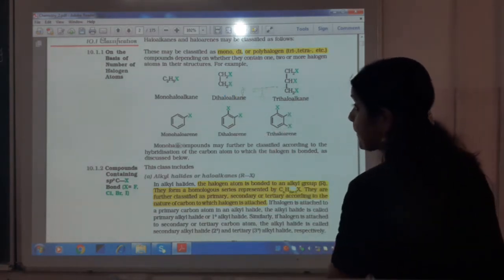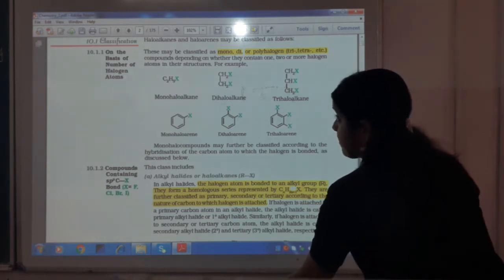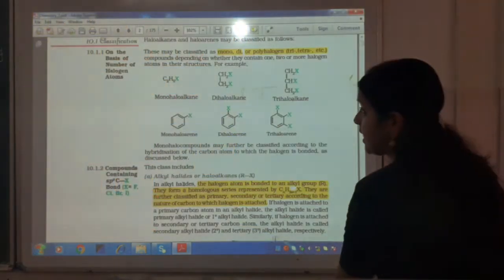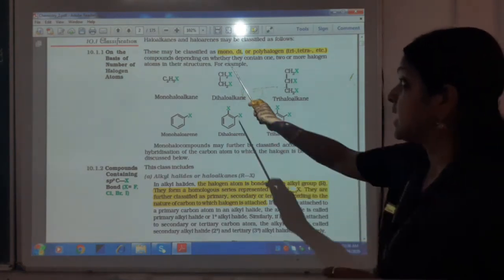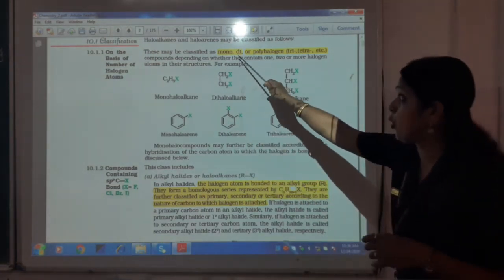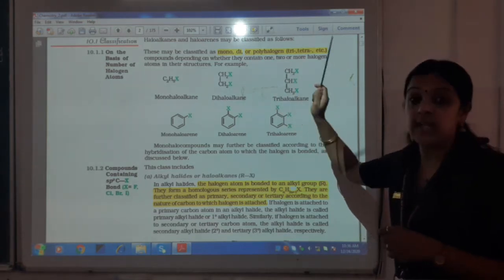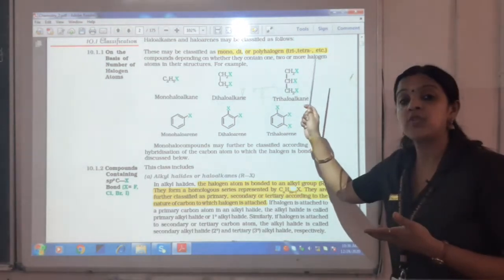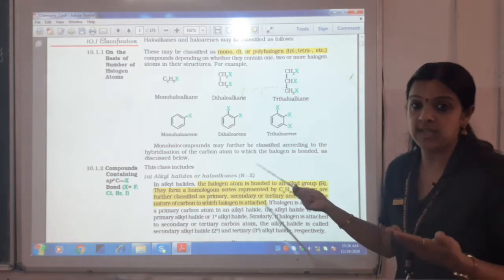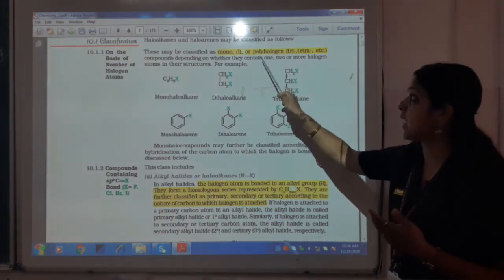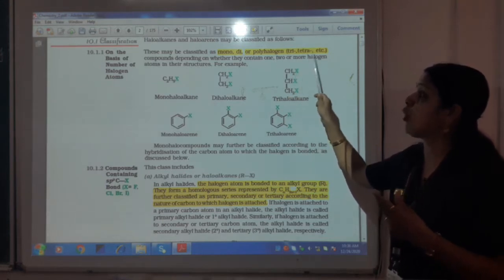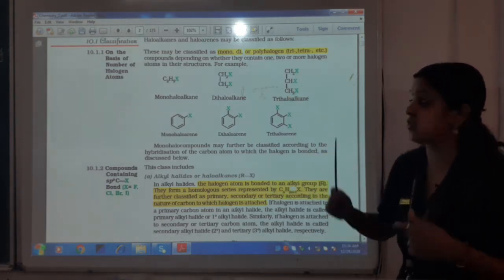So when I say number of halogen atoms, it can be 1 halogen atom, it can be 2 halogen atoms or it can be 3 halogen atoms. See, these may be classified as mono, di or polyhalogen. What do you mean by polyhalogen? More than 2 or 3. You call it polyhalogen, depending on whether the carbon contains 1, 2 or 3 or more halogen atoms in its structure.